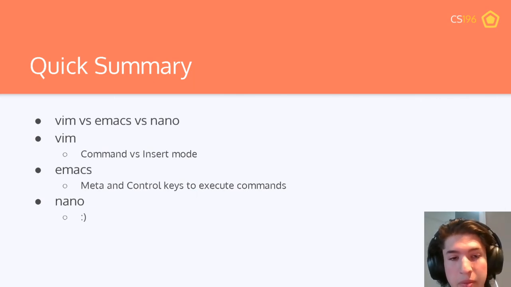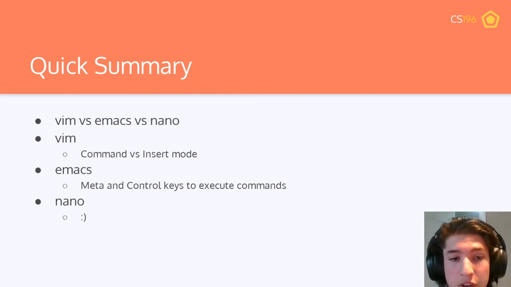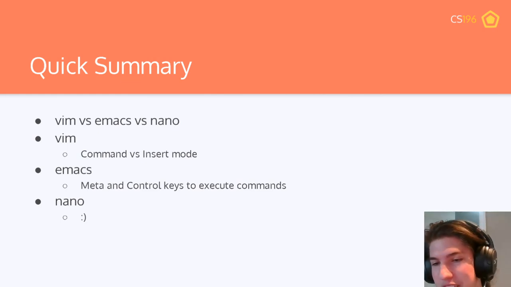For Vim, the big picture is command versus insert mode. Bonus points to anyone who can tell me how to go from command to insert and vice versa. For Emacs, it's the meta and the control keys. And then for Nano, everything's on your screen. So just type nano.